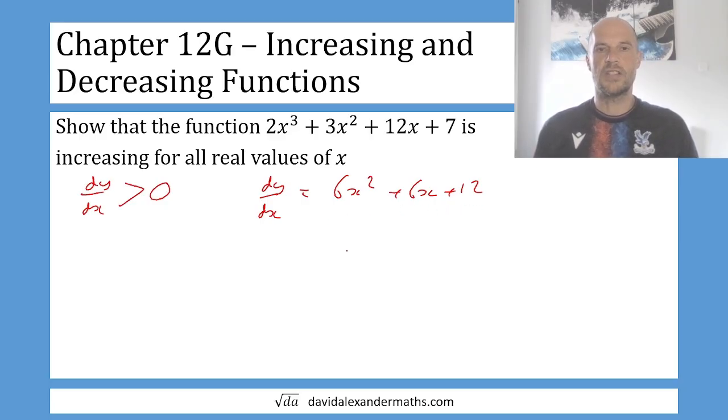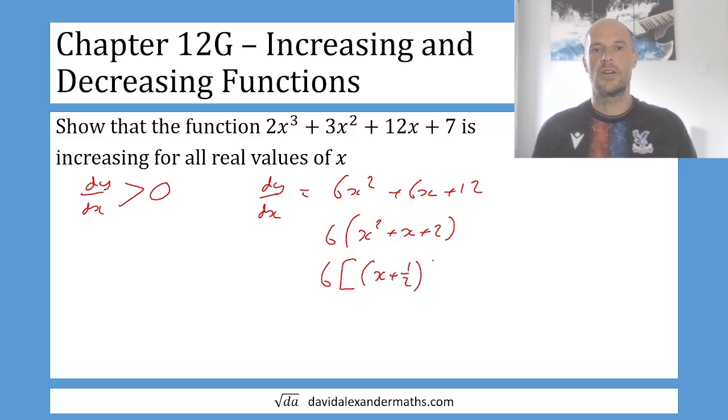So what I'm going to do is I'm going to complete the square to work out the turning point. So I can't complete the square on a 6x squared, only a 1x squared, so that's 6 lots of x squared plus x plus 2. So that's 6 lots of big bracket, little bracket, x plus 1/2, all squared, minus a quarter plus 2, close brackets, 6, big bracket, x plus 1/2 squared, plus 7 over 4.